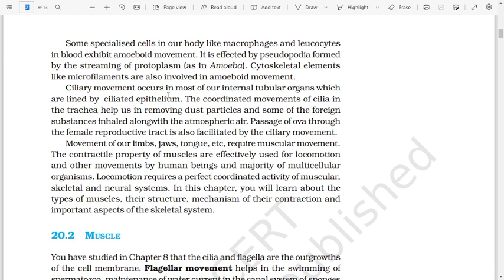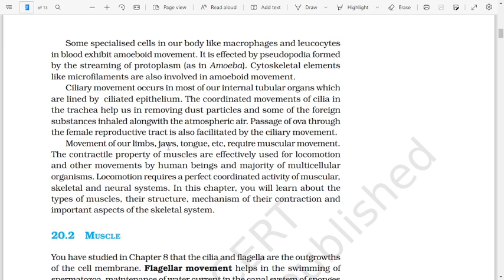Ciliary movement occurs in most of our internal tubular organs which are lined by the ciliated epithelium. The coordinated movement of cilia in the trachea helps us in removing the dust particles and some of the foreign substances inhaled along with atmospheric air. Passage of ova through the female reproductive tract is also facilitated by the ciliary movement.